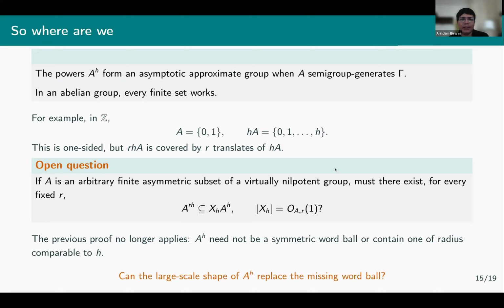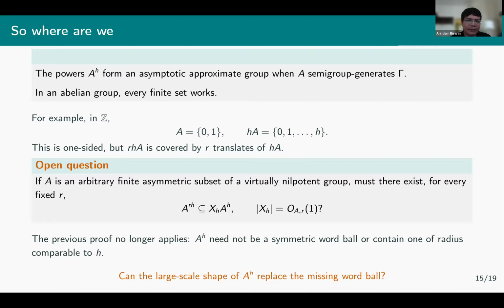Right. So now I wish to just discuss that. We raised an open question before: what happens if I don't give any condition on this S? Instead of symmetricity, I just take any set S. It can be an asymmetric set. In an abelian group, every finite set works.